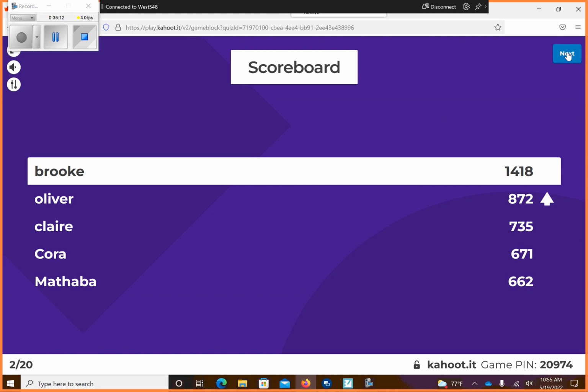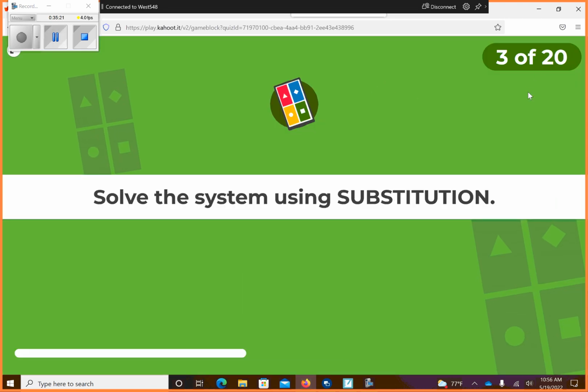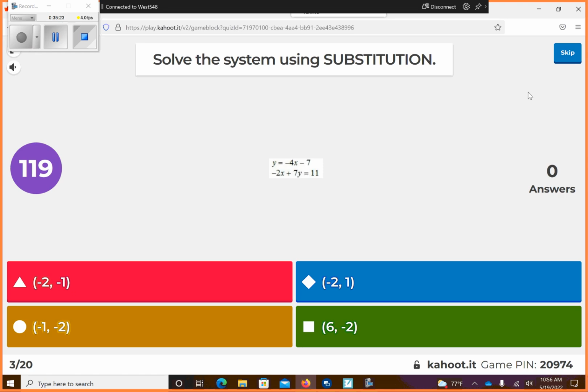Lead change. Oh, Oliver in for the points. Third question, solved by substituting. Take negative 4x minus 7, plug it in.